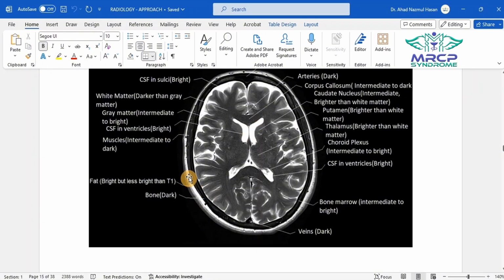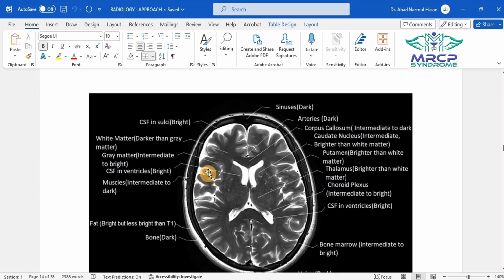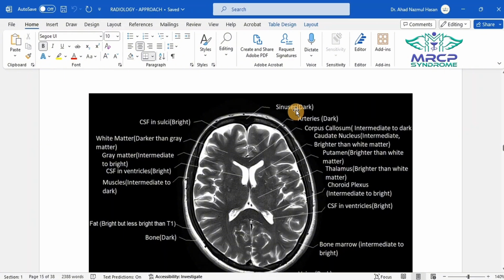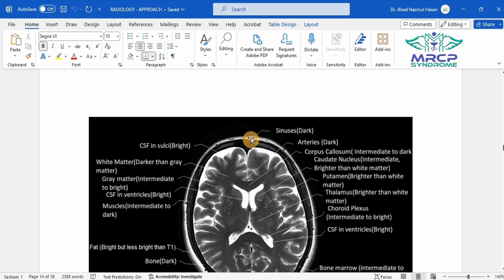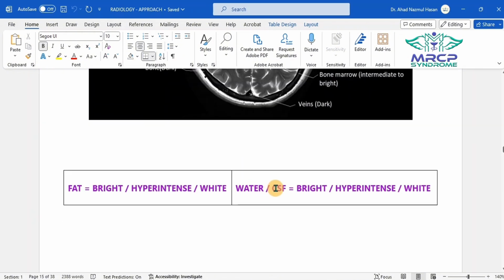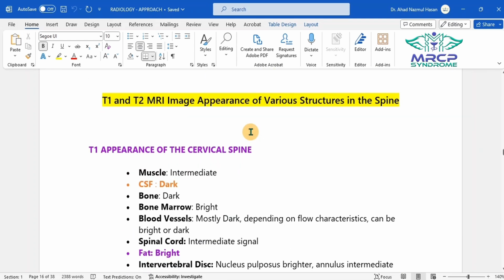And the fat particles within the skull will also be bright, but it would be more bright in the T1. And the blood vessels, the veins, arteries, the sinuses, all the three would be black or dark both in T1 as well as T2. So the caudate nucleus and putamen can much more easily be differentiated in case of T1, but it becomes slightly difficult to differentiate them in the T2. So water CSF would be bright, hyperintense, and white in case of T2. So next one is T1 and T2 MRI images appearance in various structures in the spine.